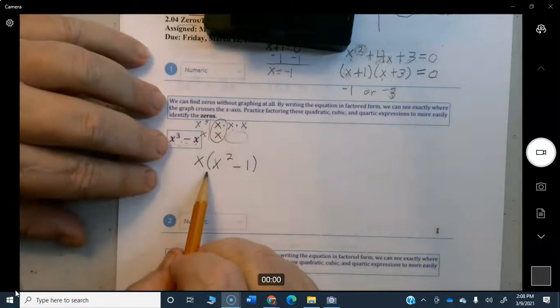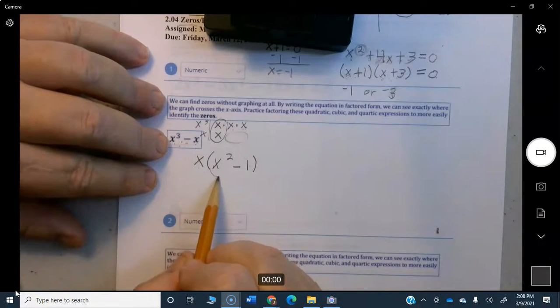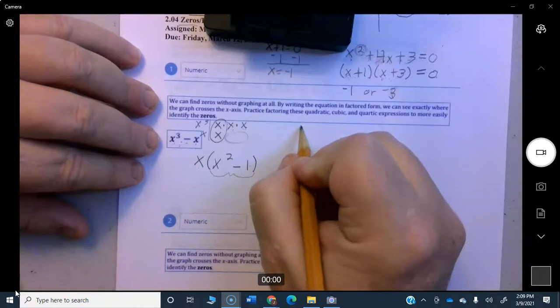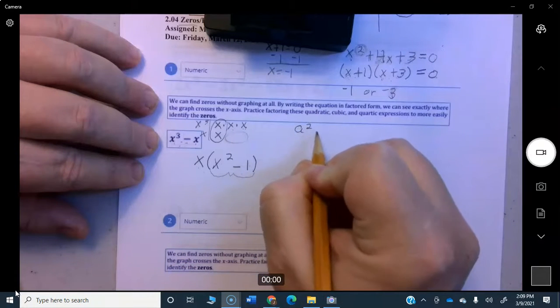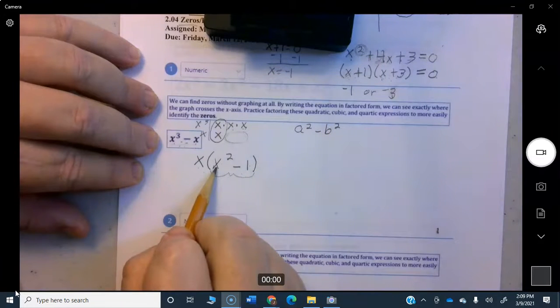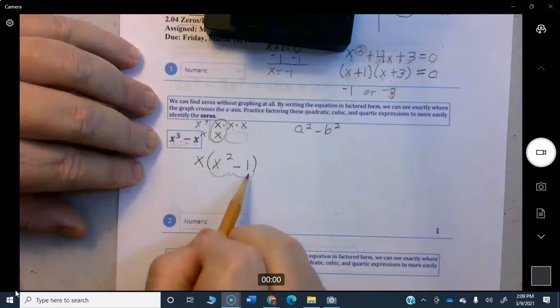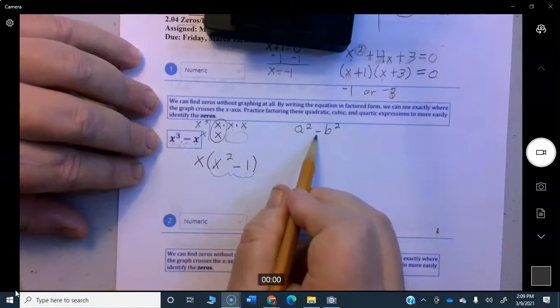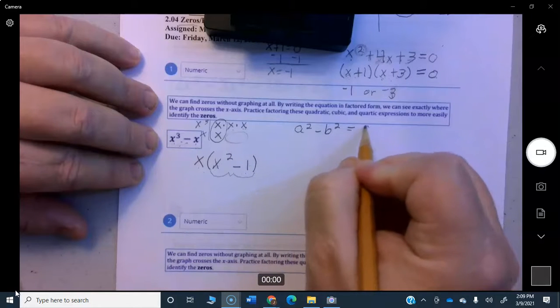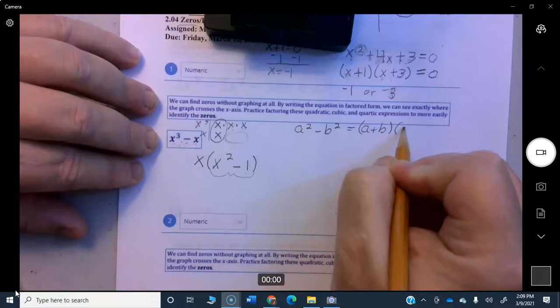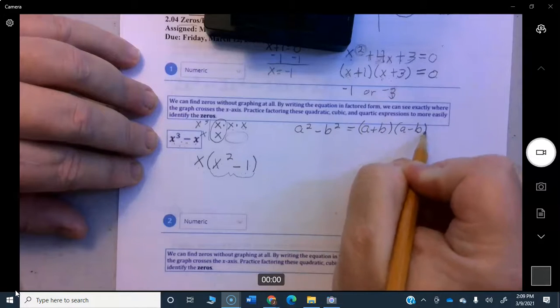Now, actually, it factors further. And this right here can be factored. See if you remember what that was. If you go back, there's something called the difference of squares. If you have two perfect squares, x squared is a perfect square, and 1 is a perfect square, it's 1 squared. So if you have the difference of two perfect squares, like a squared minus b squared, then that's going to equal a plus b times a minus b.